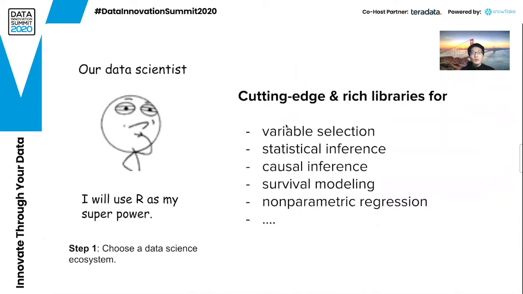Also, R has a rich set of libraries for statistical computing. For example, variable selection, statistical inference, causal inference, survival modeling, non-parametric regression, and other topics. Nowadays, I would say it's pretty common for researchers in the statistics community to release new algorithms in R. Okay, so this is why we care about R, and our data scientist decides to use R.